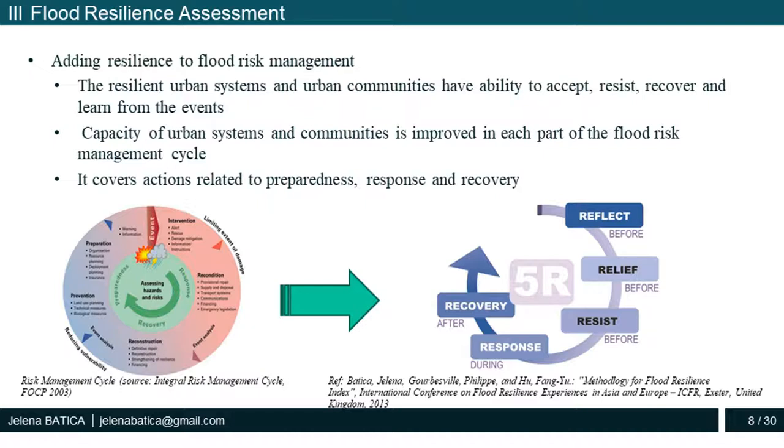You have relief, then you have flood. First, you don't expect too much flood because the existing structures are accepting the pressure. Then you are resisting because you are applying some measures as a resistance, and you are responding during the flood, and then you are having recovery. So within this new cycle, we introduce the resilience into the flood risk management. Also, in each element, these five R, the capacity of urban system and communities is improved in each part of the flood risk management cycle.